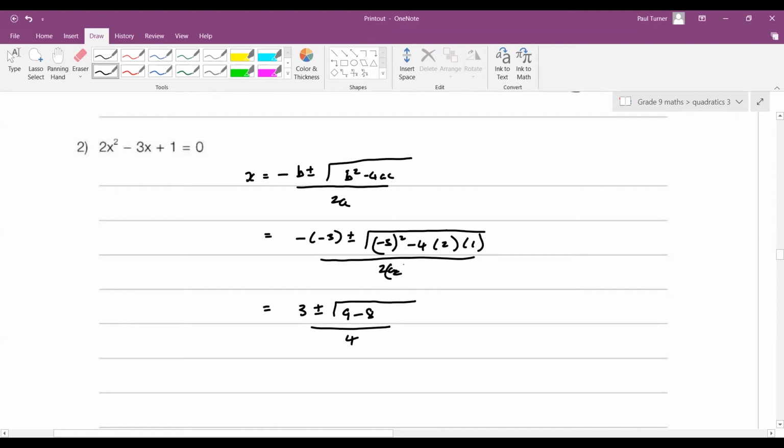So it should have been 2 there. So 3 plus or minus square root 1 on 4. So square root 1 is 1. So 3 plus 1 on 4, 3 minus 1 on 4. You'll get 1. You'll get 2 on 4. And that's a half. So those are your 2 solutions for that question.